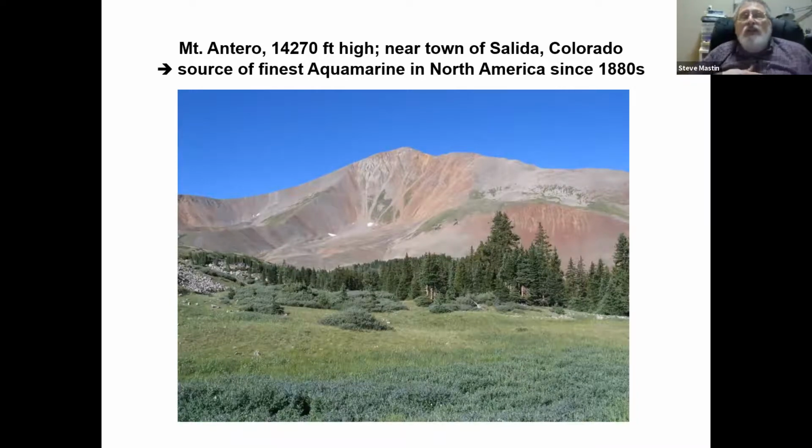In any event, he used to have something called a gem retreat at his house in the town of Salida, Colorado. And it's near a really high mountain called Mount Antero, which is that thing sticking up, and is really sort of a mountain rangy type thing. And it's the source of the finest aquamarine in North America for over a century. So I was there, and John said, "You want to go on an expedition?" And I said, "Of course."